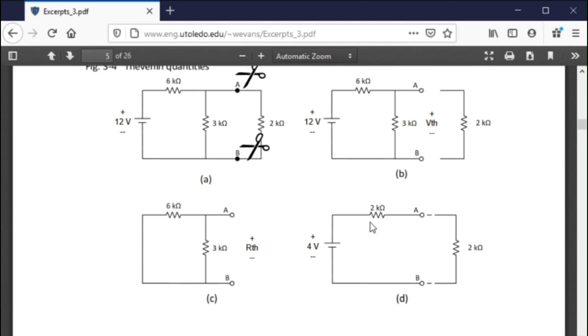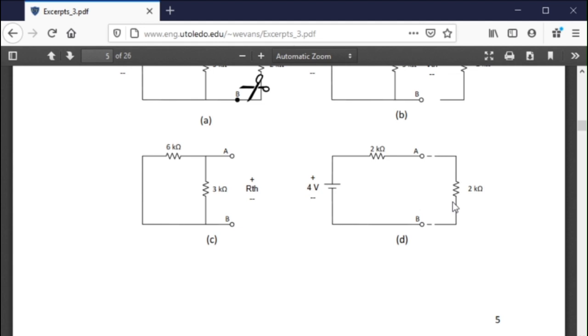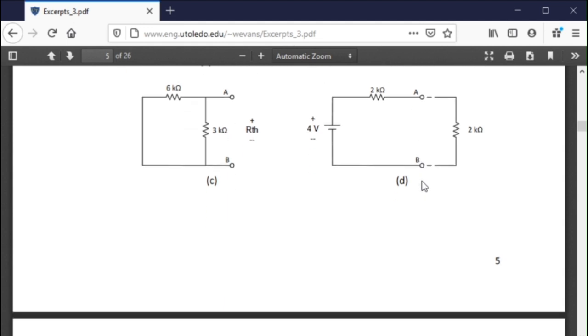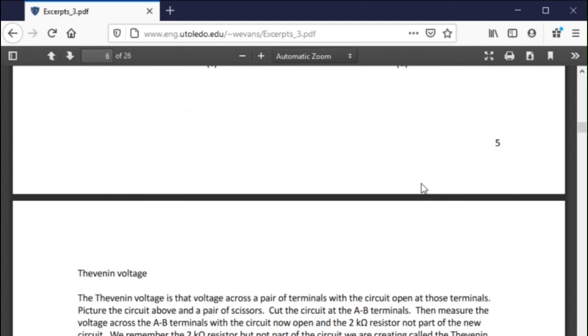So what is that now? That's a 2. That's 2K. So now we have 4 volts and we have 2K. Now the last thing we do is we reattach the 2K. But this is a lot simpler circuit to find the voltage and the current through that 2K resistor than the one we just had. This is a lot simpler circuit. So that's the basic rules. You cut the circuit, then reattach it. So you use glue to put the circuit back together.